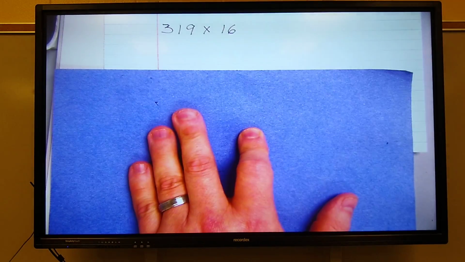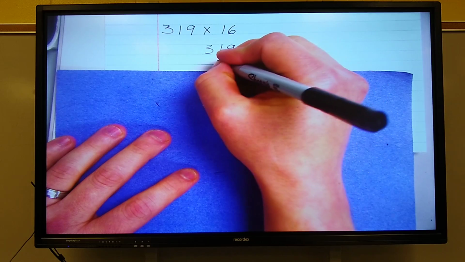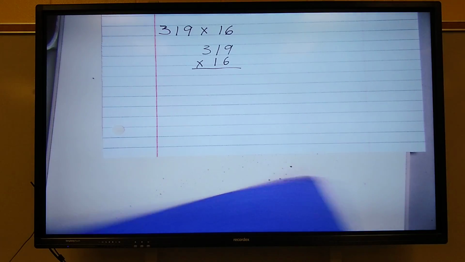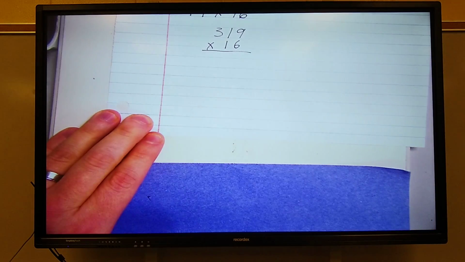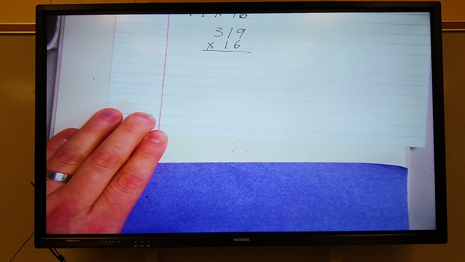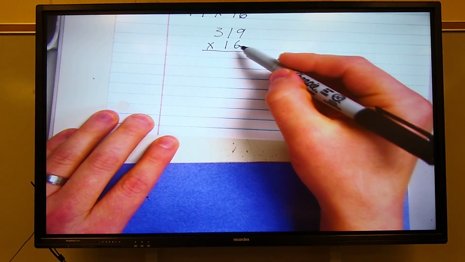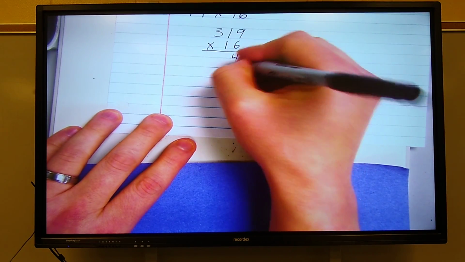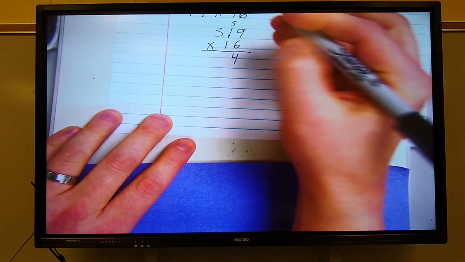Now, let's move on to multiplication. Multiply 319 times 16. Do that on your sheet of paper and pause the video. All right, let's see how bad you did, or good. All right, the first thing we must do is multiply 6 times 9. That, of course, is 54. Carry the 5. 6 times 1 is 6, plus 5 is 11.